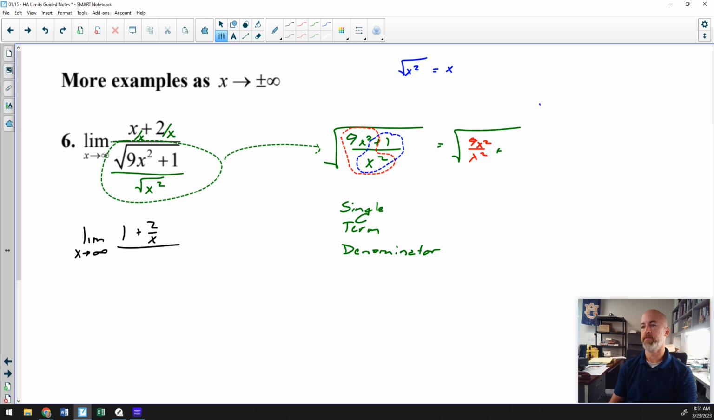And then I can reduce those individually. And so that square root becomes the square root of 9x squared over x squared, which is 9, plus 1 over x squared.